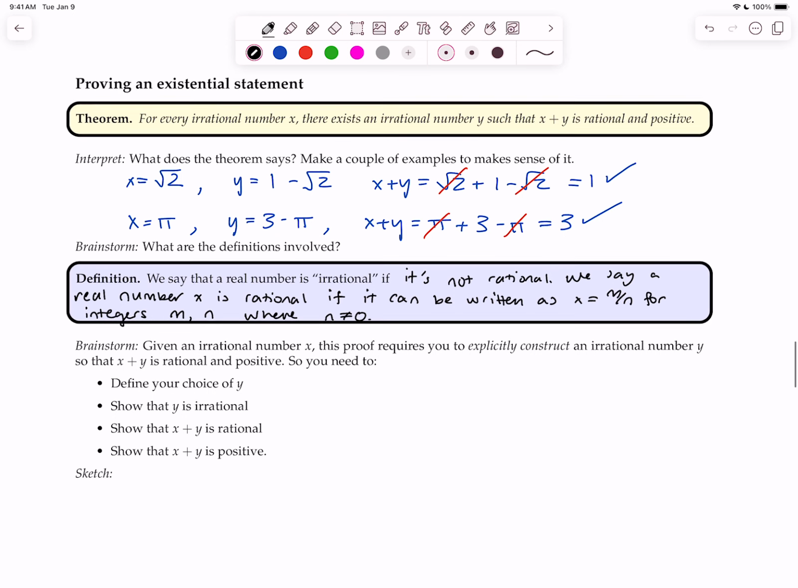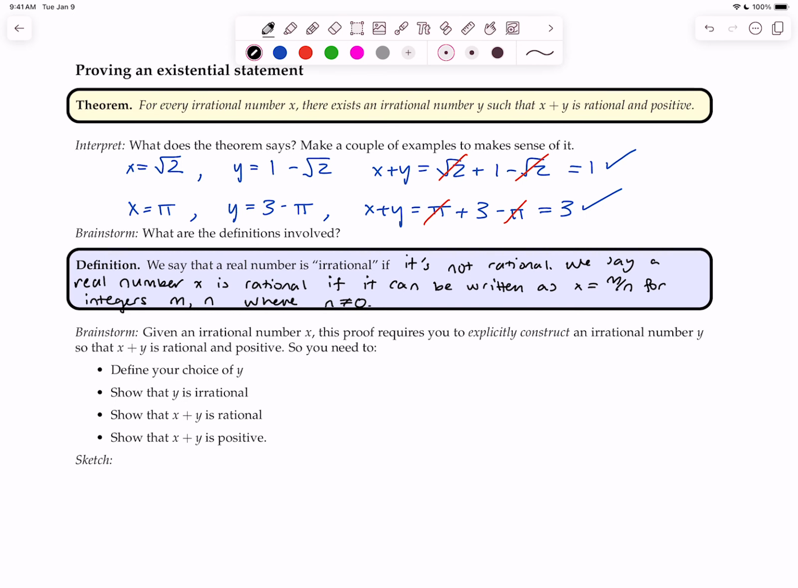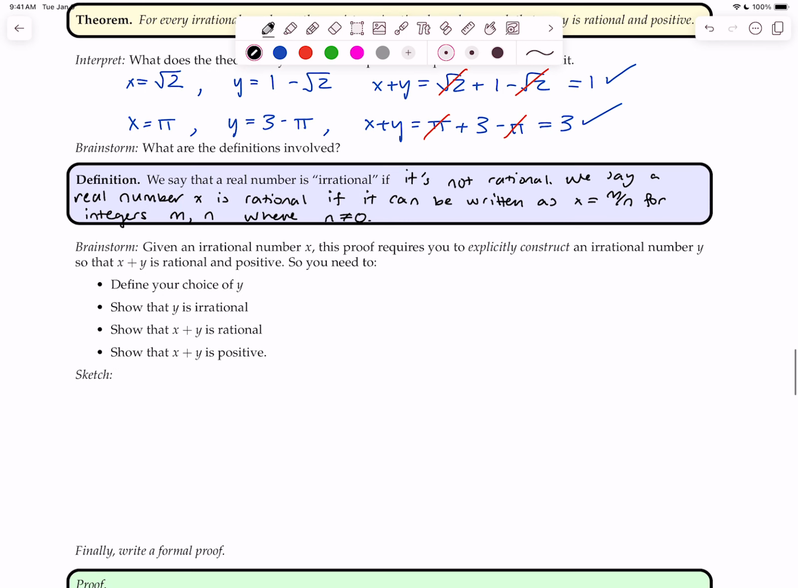So let's brainstorm. This statement is asking us, if we're given some arbitrary x, for every single x, we need to construct, explicitly show what y is equal to so that x plus y is rational and positive. We got a hint from our examples up here that maybe we could do something with 1 minus the irrational number. So maybe for x, we could choose y equals 1 minus x, just like we did with the square root of 2.